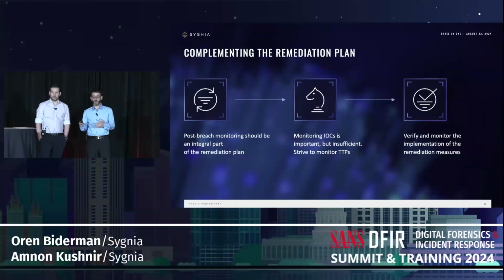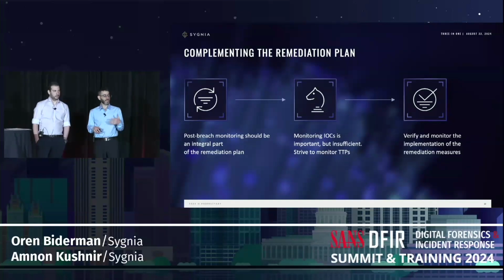So we used the information that we collected during the investigation in order to create a remediation plan. And as part of the remediation plan, we also configure post-breach monitoring. This is important because we know that threat actors are persistent. They will try to regain access to the environment. Now, it's easy to monitor for IOCs, right? IP addresses and hashes. But it's also easy for threat actors to just purchase a new IP address or change their tools. So we always create custom detection scenarios, and we also want to monitor for the TTPs.